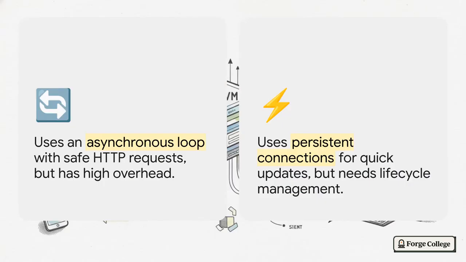Let's see what these theoretical machines actually look like when we translate them into a minimal TypeScript client. First up, we've got polling. It uses an asynchronous loop with periodic HTTP requests. It's incredibly safe. If an error happens, you just catch it, wait a few seconds, and try pulling the cord again. But man, the overhead is high.